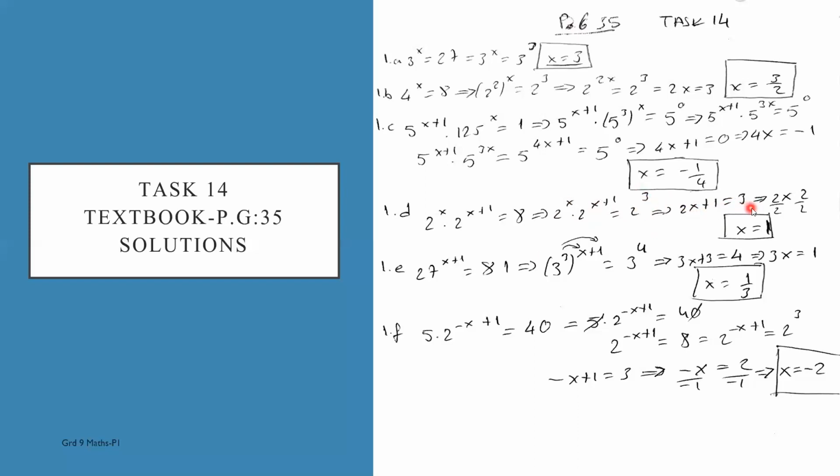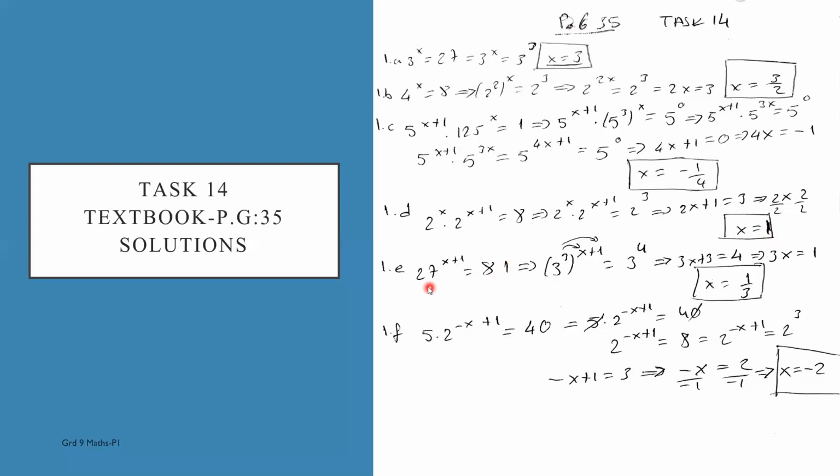So 2x plus 1 equals 3, right? Then 2x will be, take this 1 to the outside of the equation, 3 minus 1 will be 2. So divide both sides by 2, x will be 1. So 2x equals 2, then x will be 1. All right, 1e. 27 to the power of x plus 1 equals 81.